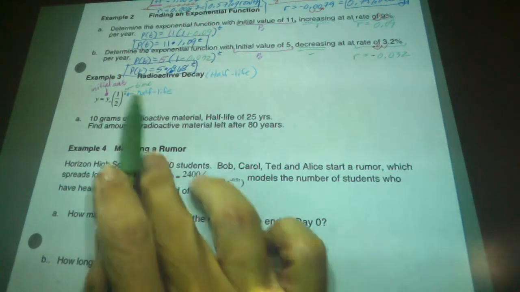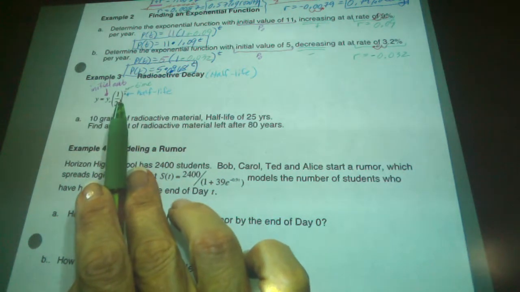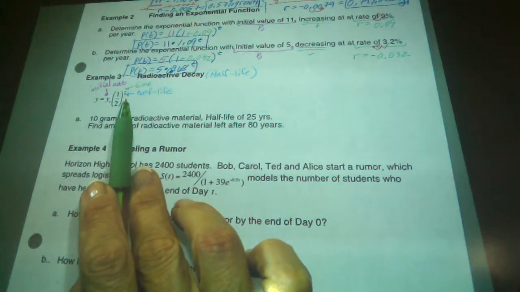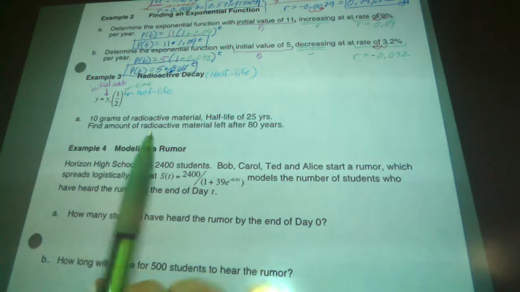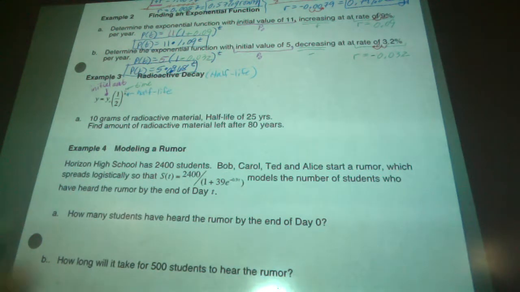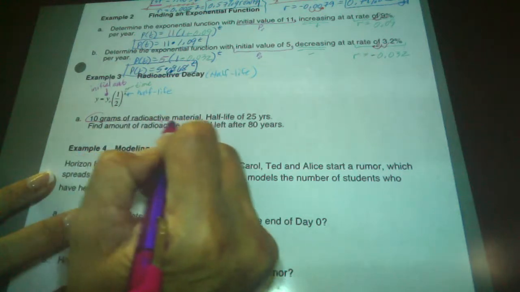Now, if your time and your half-life are not the same units of measure, so if you have time in years and your half-life in weeks, you need to make a conversion. They both have to be the same units of measure. So if that occurs, you need to make that adjustment. All right, so part A, we have 10 grams of radioactive material. Where does that go?